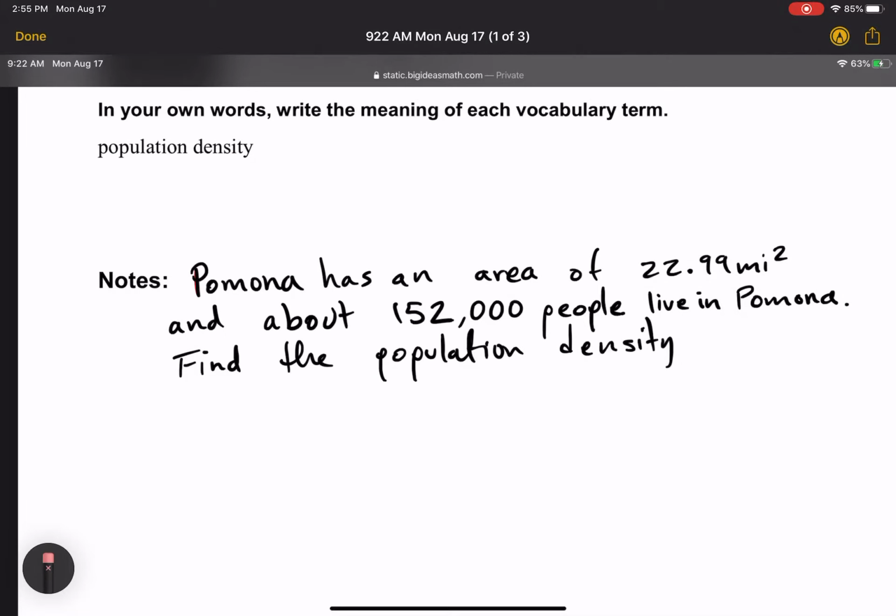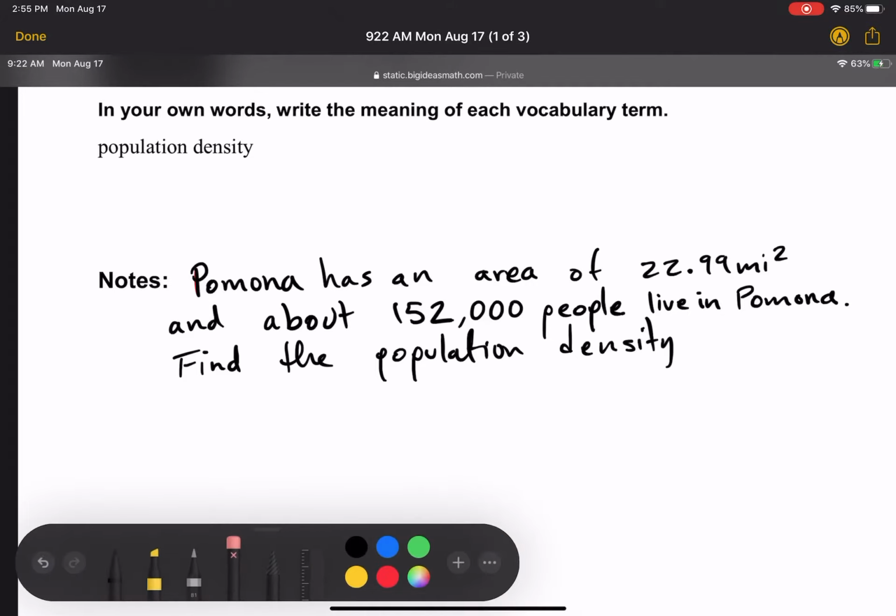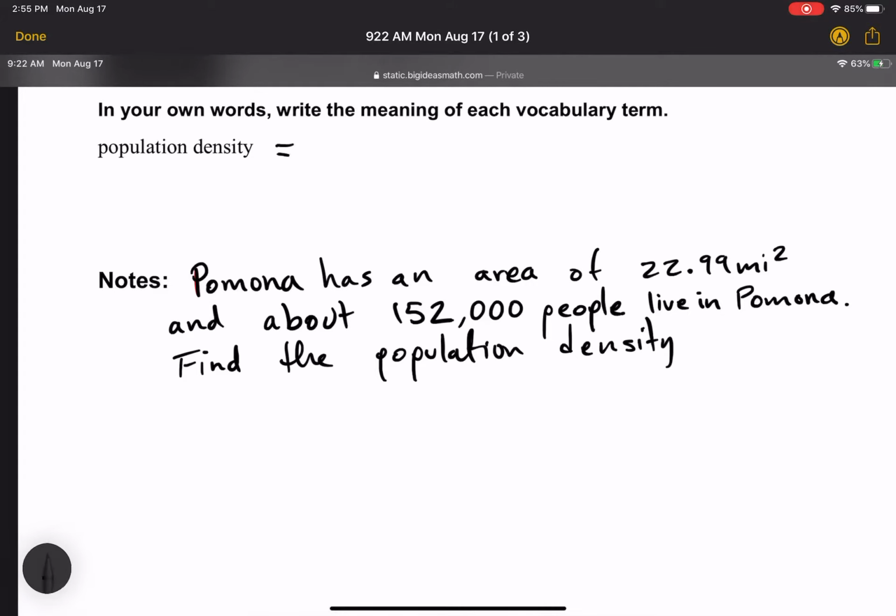Hello students, I want to show you how to use population density in this video. So population density is defined as the number of people divided by the area.